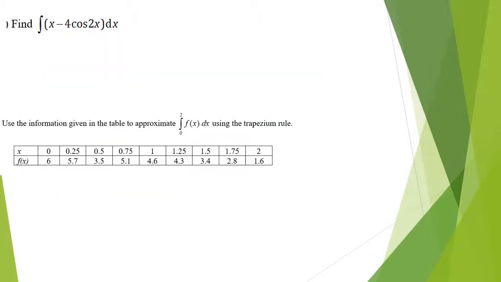Question, another integration. So integrating of the x is x squared over 2, integrating of the 4, the cosine becomes sine 2x divided by 2 plus c, then simplify.